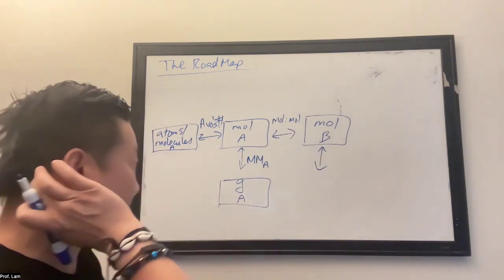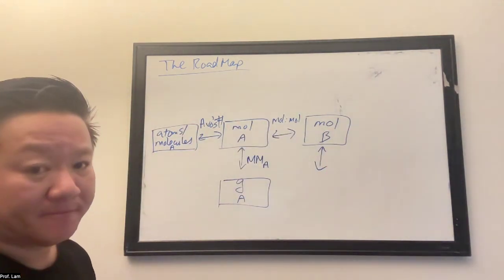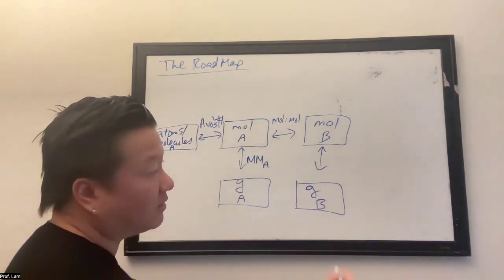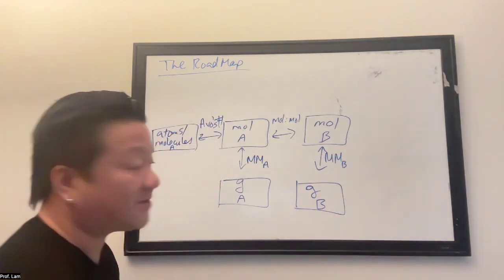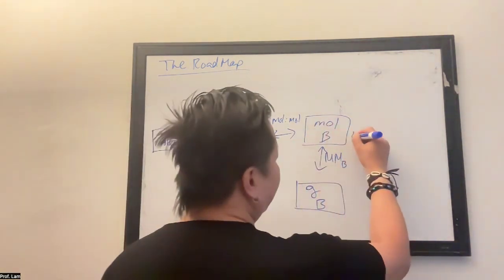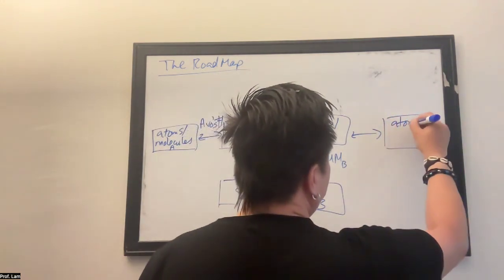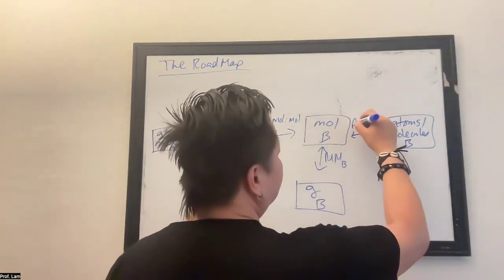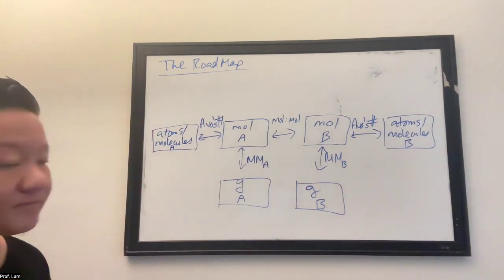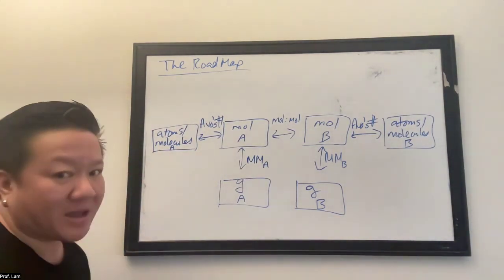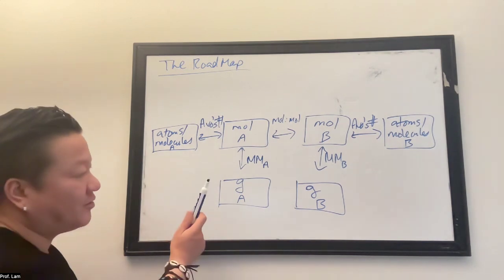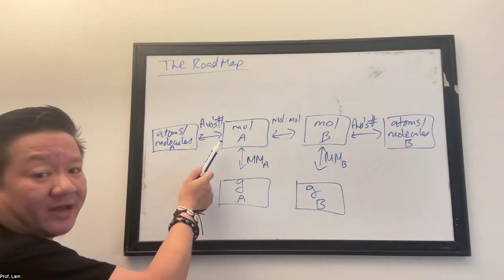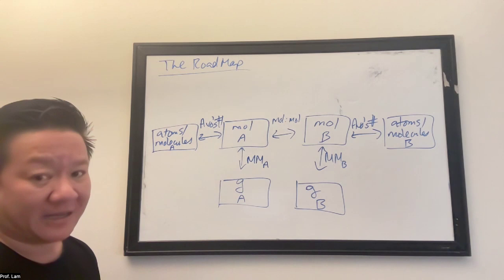And now the B side just mirrors the A side. So from moles of B, you can get to grams of B by using the molar mass of B. Or from moles of B, you can go to atoms and molecules of B through Avogadro's number. So that's the roadmap. Certain questions will ask you to start at grams of A, move to moles of A, then move to moles of B and stop.